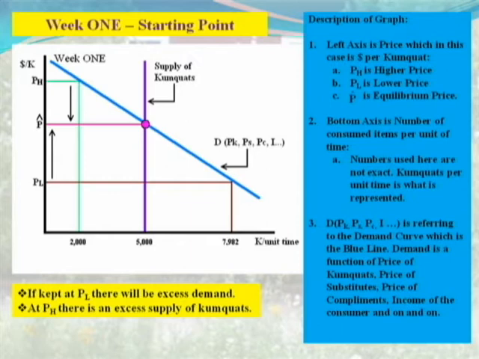Number 2. Bottom axis is number of consumed items per unit of time. Numbers used here are not exact. Kumquats per unit time is what is represented.